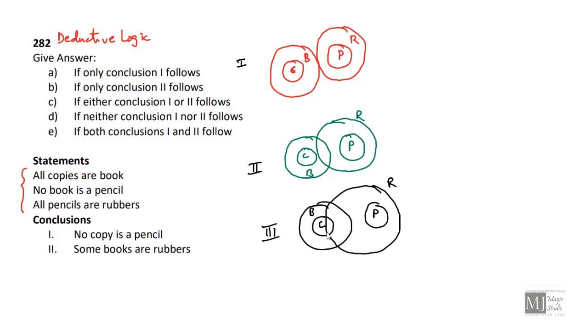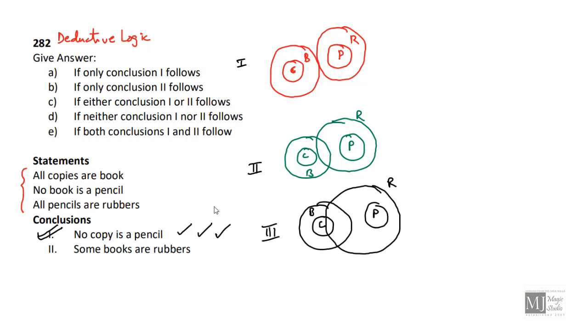Now any conclusion should fit in all 3 if that needs to be correct. What is conclusion 1? No copy is a pencil. Here no copy is a pencil, 1 tick. Here no copy is a pencil, 2 tick. Here no copy is a pencil, 3 tick. That means this conclusion gets ticked in all the 3 Venn diagrams. Conclusion 1 follows.